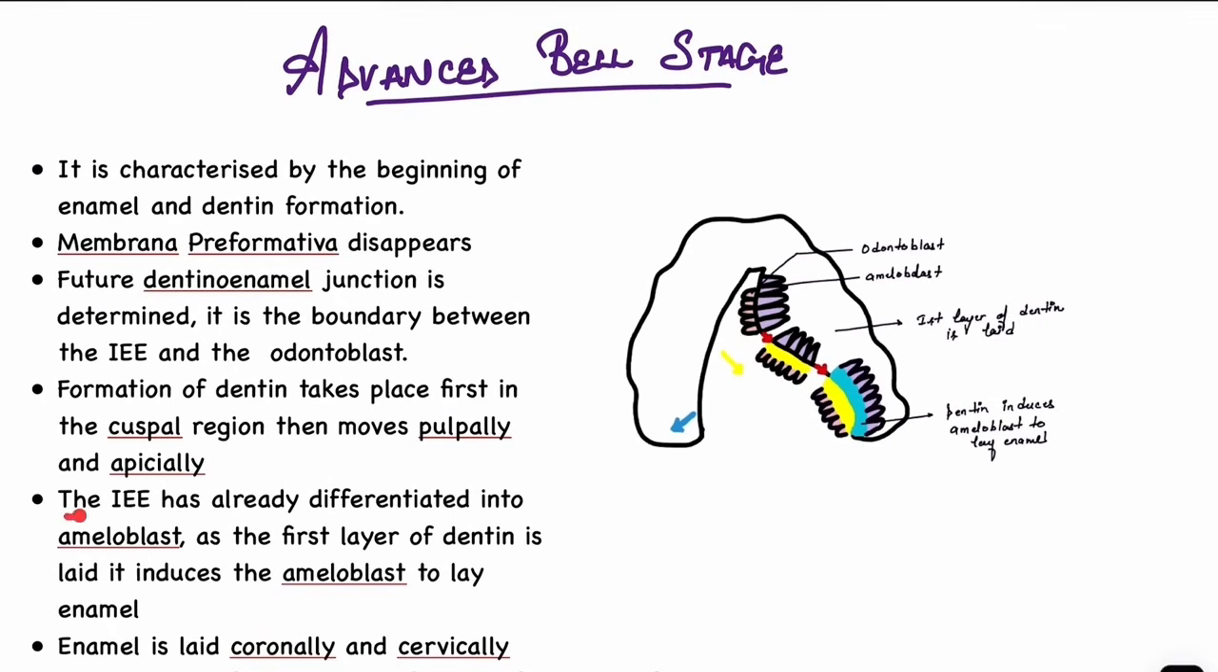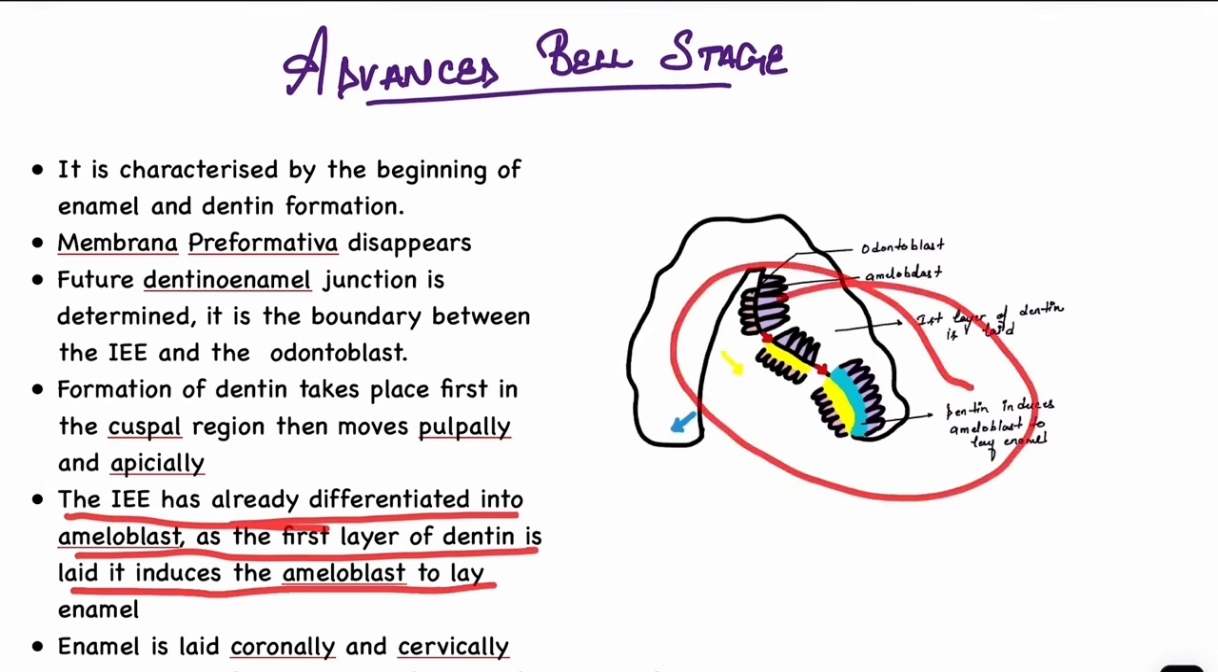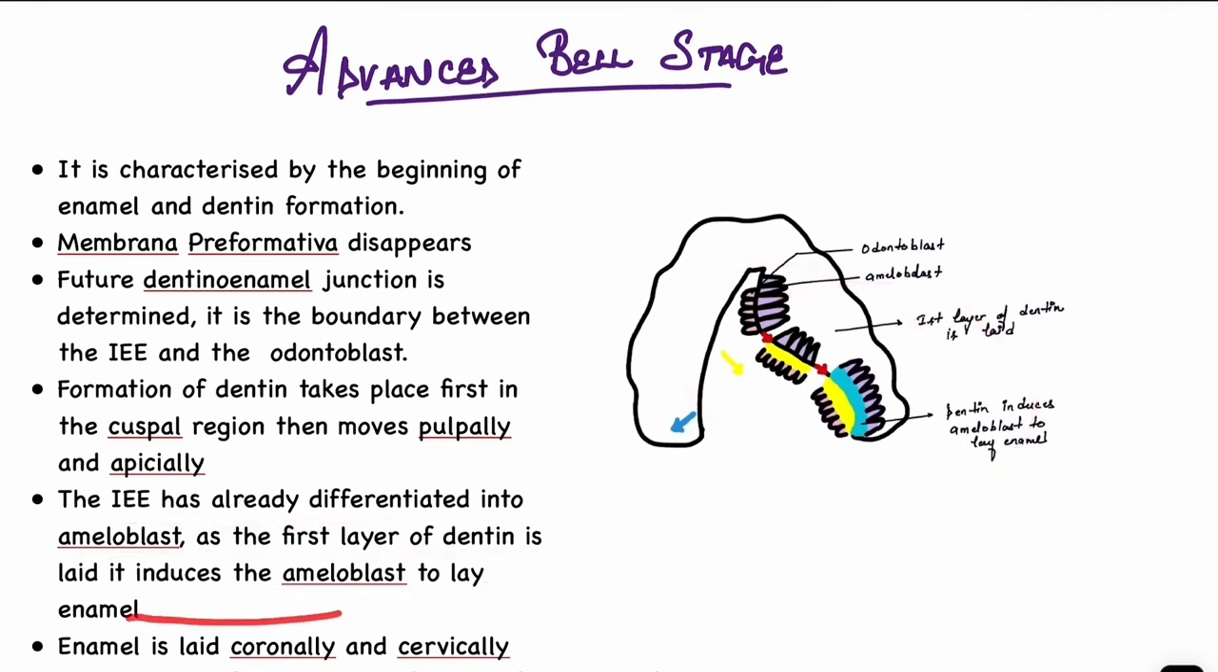Okay, and the internal enamel epithelium has already differentiated into ameloblast, and the first layer of dentine is laid. So I already explained to you the process. This is the whole format of that. Enamel is laid coronally and cervically. So enamel is first laid in here. Okay, it is laid in downwards direction and in this direction. And this is the direction of enamel formation.